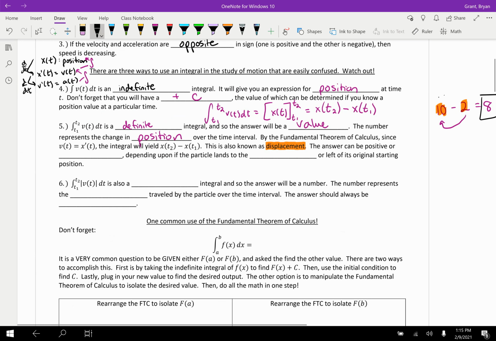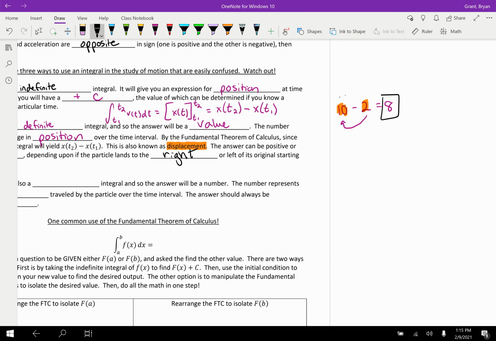This answer can also be positive or negative, depending on if the particle lands to the right or the left of its position. However, I said this can get a little tricky though, because we really don't want to call 8 the total distance that we traveled, right?